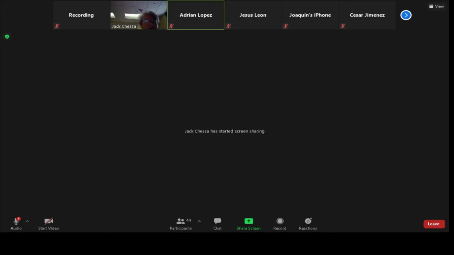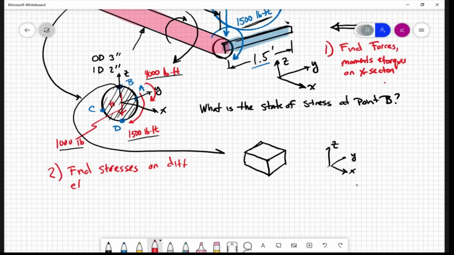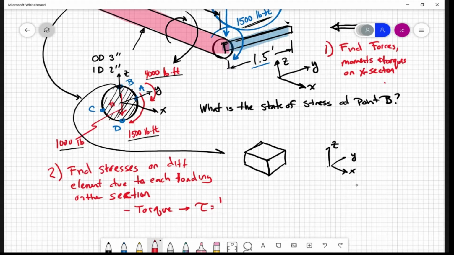Okay, nice. So we're going to find the stresses on the differential element due to each force, or I should say loading, on the section, right? So first one we're going to do is the torque. And this is going to give us a torsional stress, tau equals TC over J.